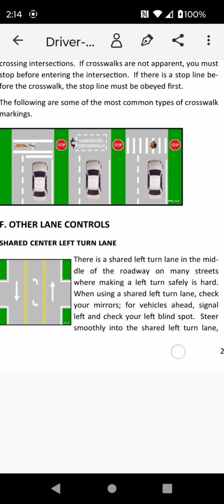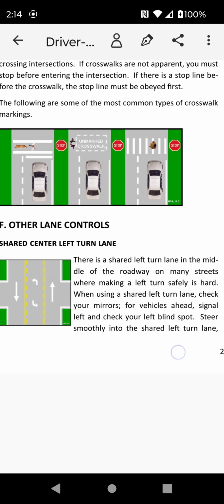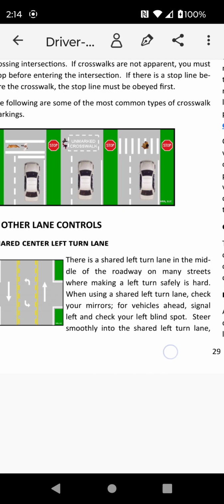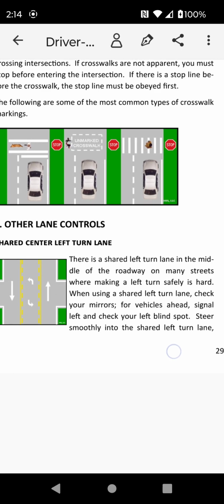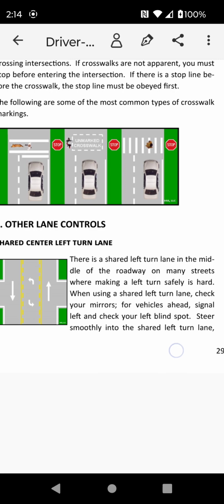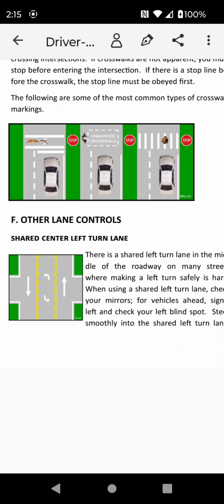Other lane controls. Shared center left turn lane. There is a shared left turn lane in the middle of the roadway on many streets, where making a left turn safely is hard. When using a shared left turn lane, check your mirrors for vehicles ahead. Signal left and check your left blind spot. Steer smoothly into the shared left lane.